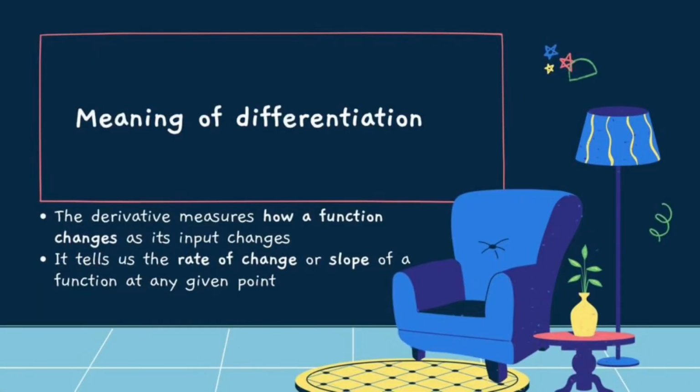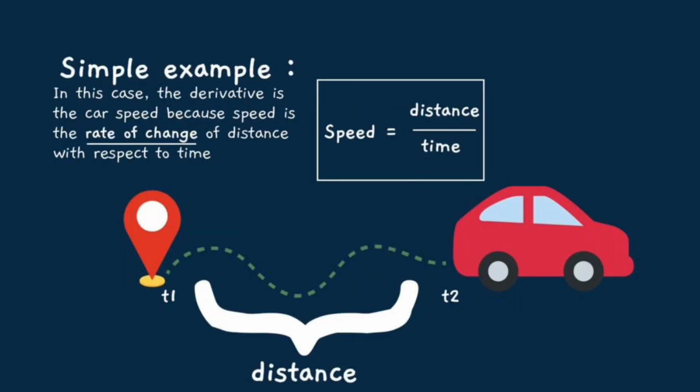The meaning of differentiation. The derivative measures how a function changes as its input changes. It tells us the rate of change or slope of a function at any given point. In this case, the derivative is the speed, because speed is the rate of change of distance with respect to time.